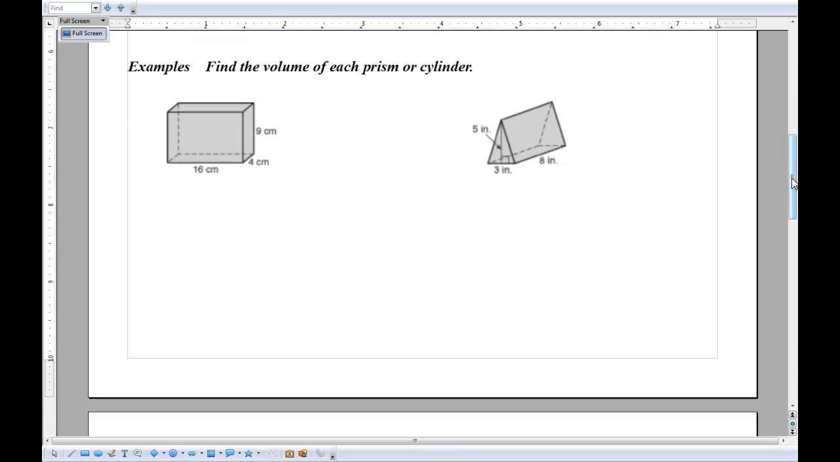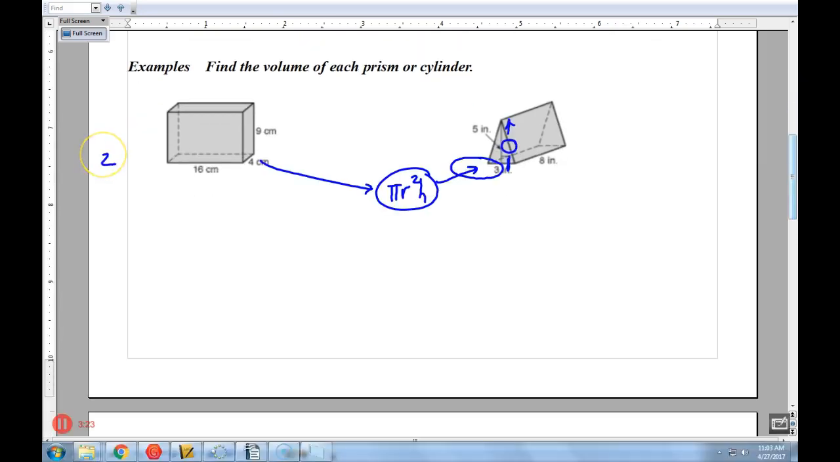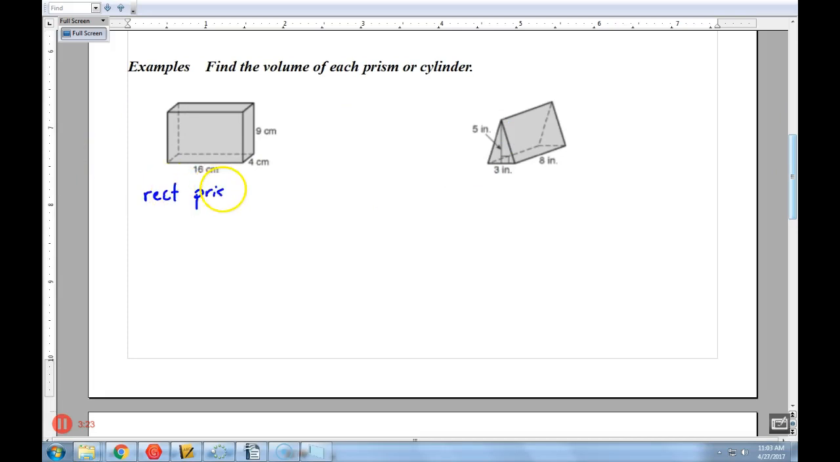Example 1, looks like we have a rectangular prism, otherwise known as just a box. So I'm just going to use length times width times height. I'm going to do 16 multiplied by 4 multiplied by 9. So that's 64 times 9. That'd be 540 and 36. I believe it's 576. Let me grab a calculator here and double check that. 16 times 4 times 9.